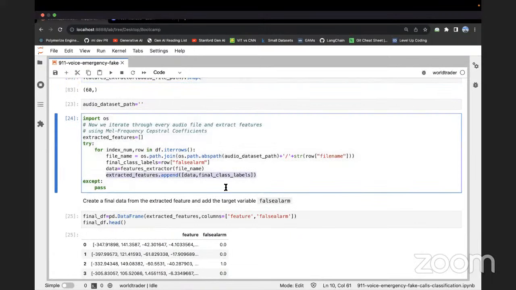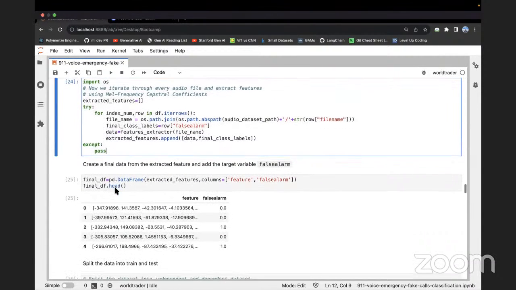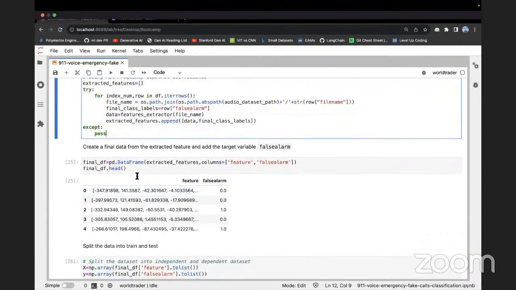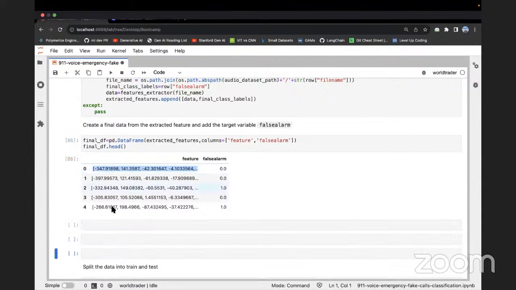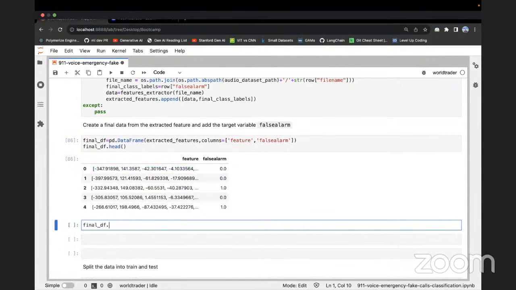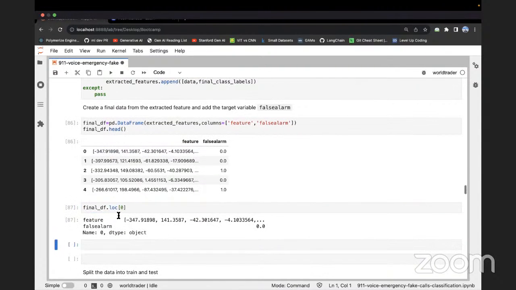And then I extract this feature for the entire data set. If you see this, I have these 60 features, 60 values, for each row. I'll just show you quickly, final df.loc[0]. Let's look at the feature.